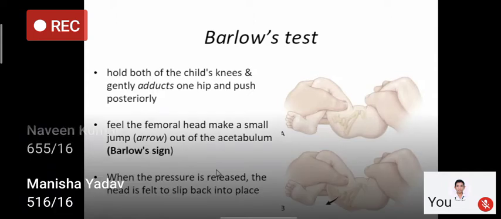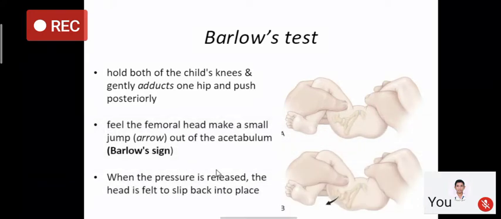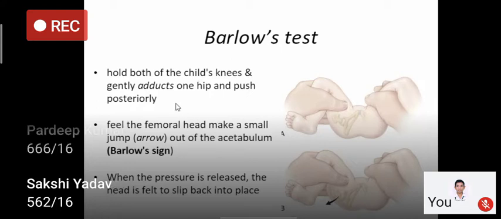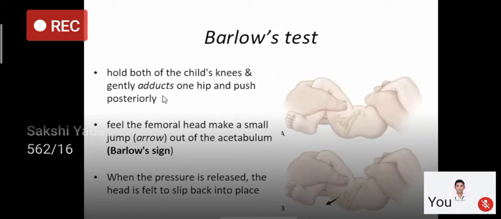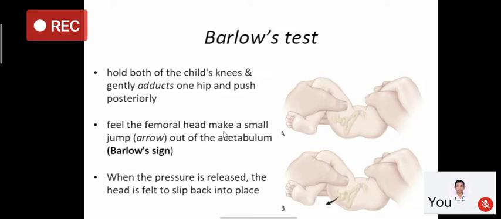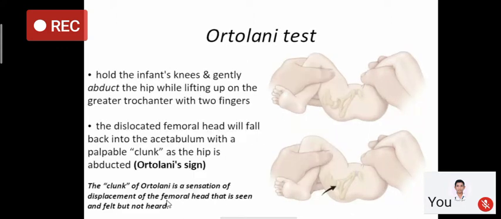Then the child is brought to the clinician. You can do the Barlow test: hold both of the child's knees and gently adduct. Barlow means you make the hip go out. Adduct one hip and push posteriorly. That means you are dislocating the hip. Feel the femoral head make a small jump out of the acetabulum. That is the Barlow sign. When pressure is released, the head is felt to slip back into place. This is the test for dislocatability.